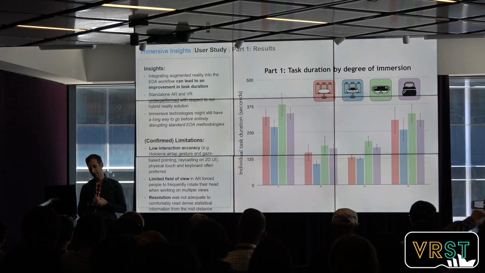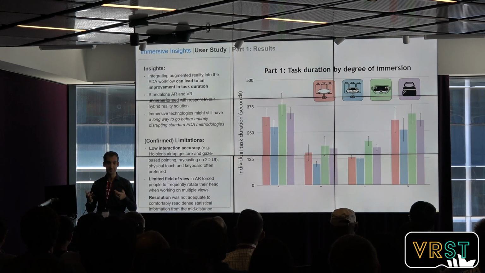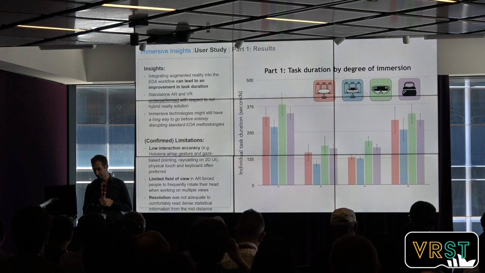Some of the reasons are interaction. Air taps, gaze-based pointing, ray casting onto the interfaces from a long distance: terrible idea. Generally, people prefer to use touch, walk to a screen and actually touch it, or use the keyboard, because in certain cases it's actually easier to use. For filtering, it's easier to use a keyboard.